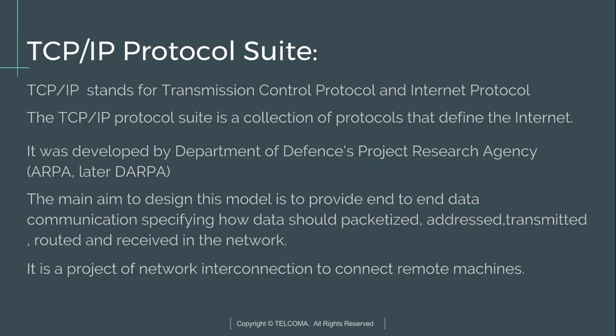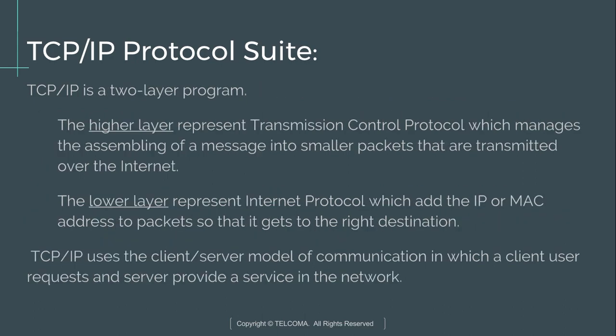So we have the OSI model. Why do we need this TCP/IP model? The OSI is the theoretical model, whereas TCP/IP is the practical model which we are using in our network. So TCP/IP is a two-layer protocol, the higher layer and the lower layer. The higher layer represents Transmission Control Protocol, which manages the assembling of a message into smaller packets that are transmitted over the internet. And the lower layer represents Internet Protocol, which adds the IP or MAC address to packets so that it gets to the right destination.